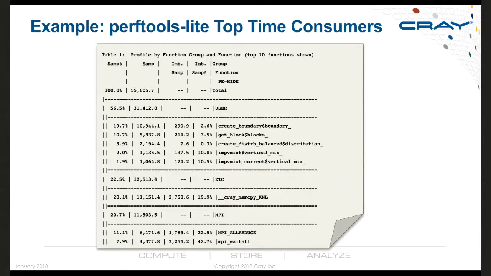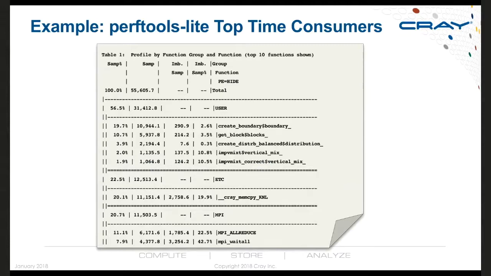So the next thing is, where did I spend my time? Here you can see this is a simple text table. It's broken into user, etc., and MPI categories. We try to break the functions, as we see them, into certain categories. The user functions are basically your application routines, and you can quickly see where you spent most of your time. They're sorted by top time consumers.